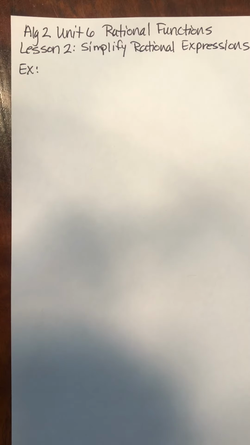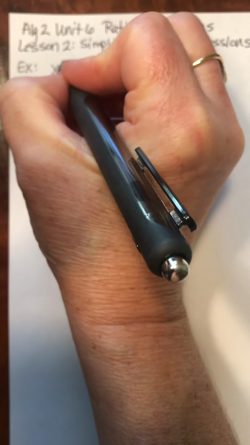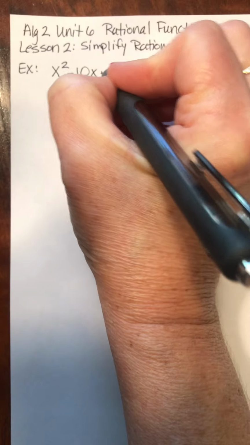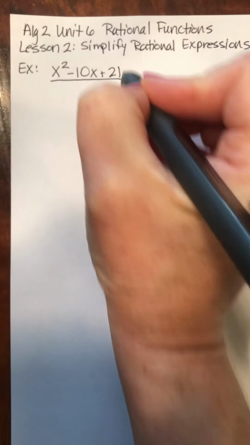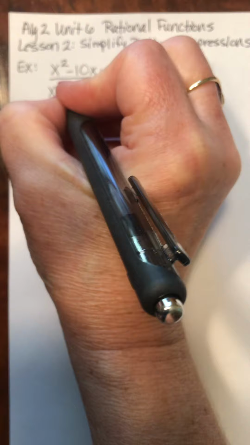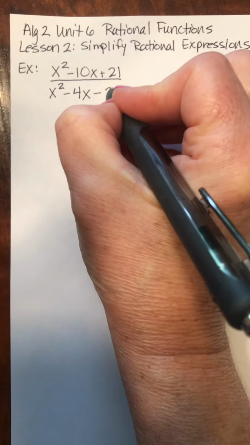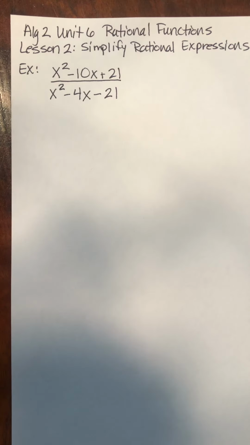Just kidding. Anyway, so we're going to look at an example where we have x squared minus 10x plus 21 divided by x squared minus 4x minus 21. Now, if you notice, there's a trinomial in the numerator and a trinomial in the denominator, and we need to factor both numerator and denominator. If we have anything that is the same in the top and in the bottom, we can cancel it out.